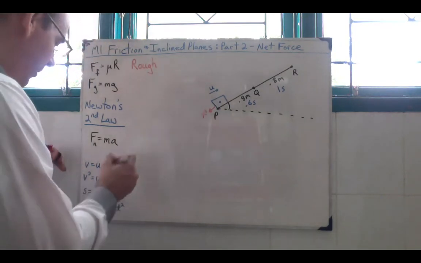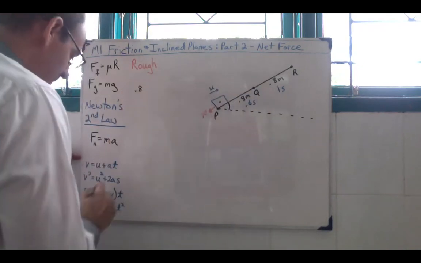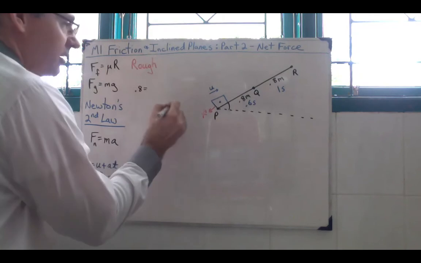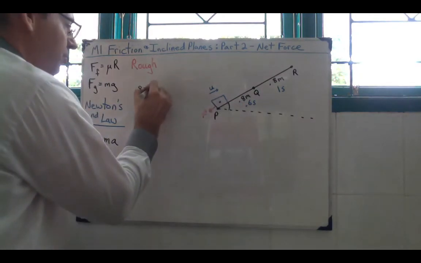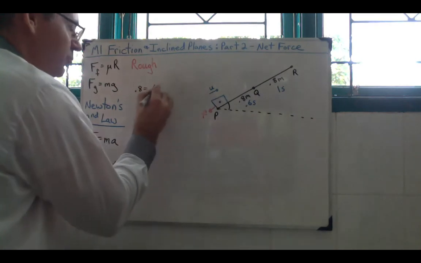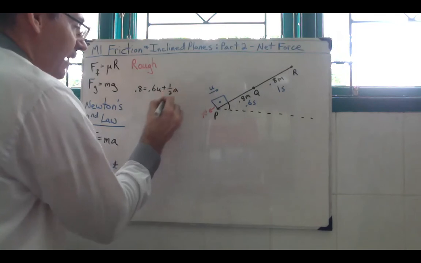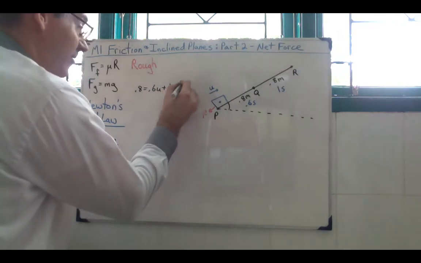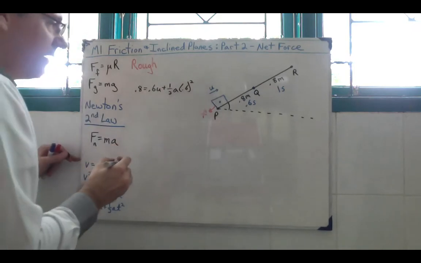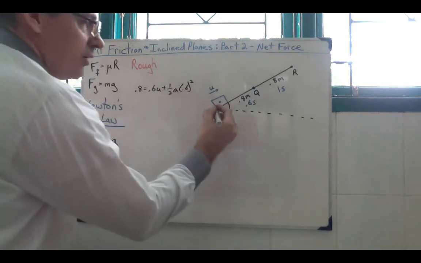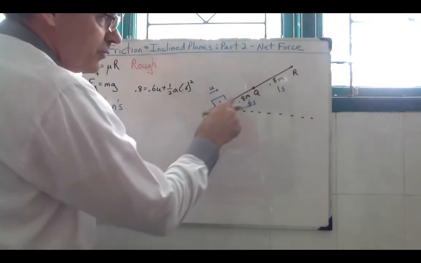So let's set up our equation. So for the first one, distance is 0.8. Distance equals u times t. Time is 0.6. So 0.6u plus 1/2 a t squared, so 0.6 squared.